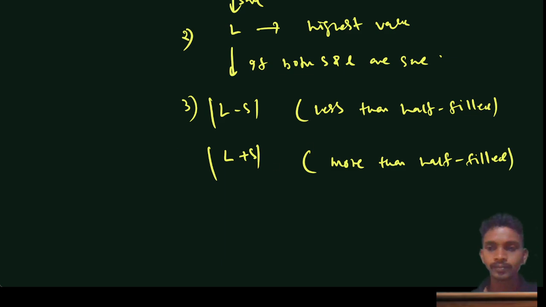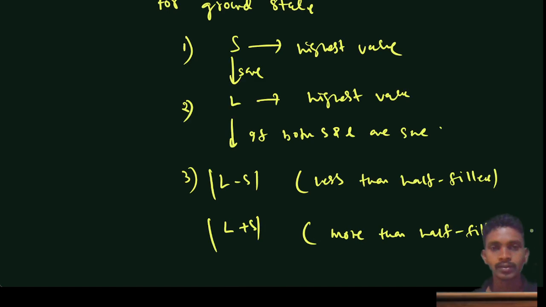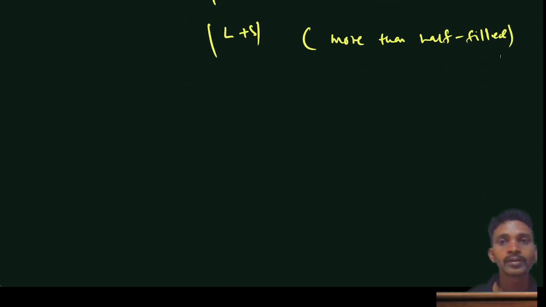Okay, so for the ground state, let's now take an example to make it clearer. Let's say d4 is given to you. Then how do we calculate the ground state?